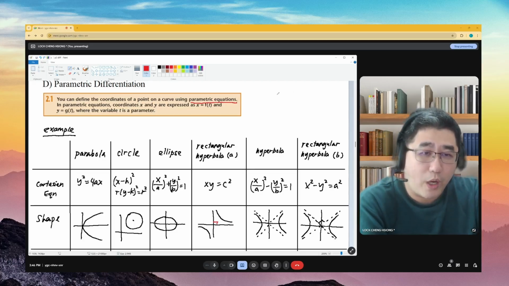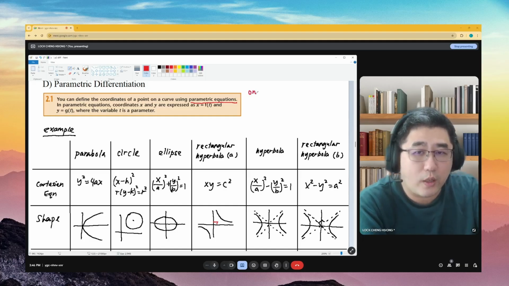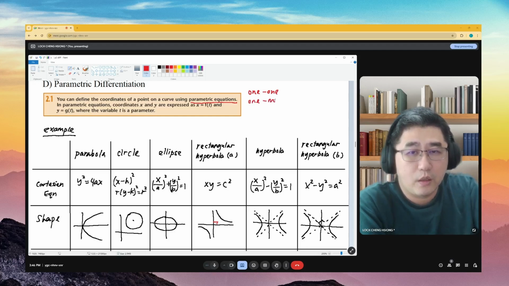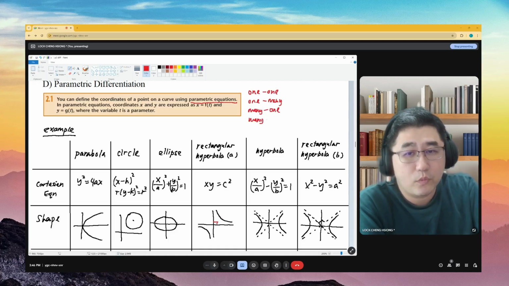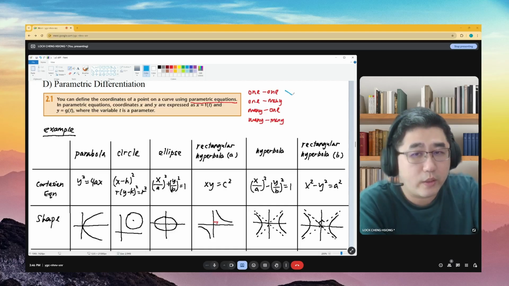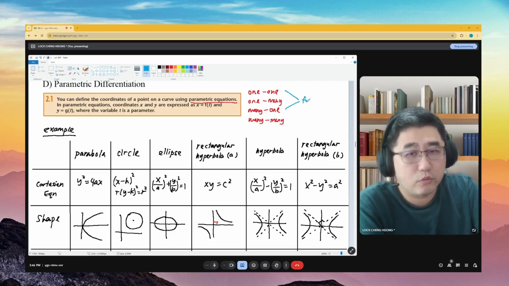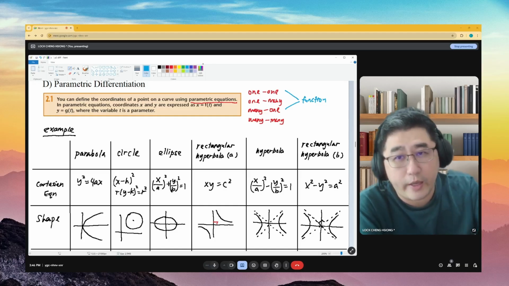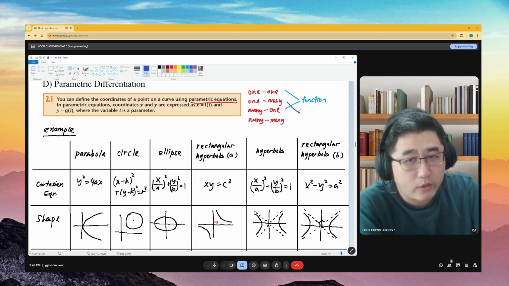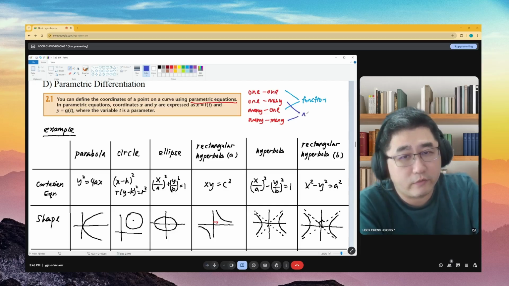Remember in P1, when we talked about functions, we talked about one to one, one to many, many to one, many to many. Then we say that one to one and many to one are functions, because we say functions can do calculus. And we also say that one to many and many to many are non-functions.